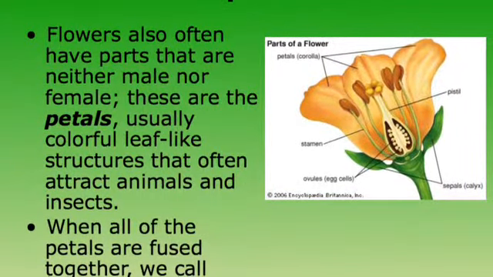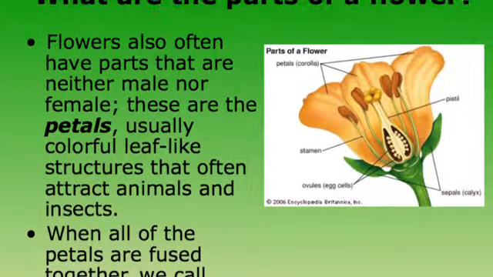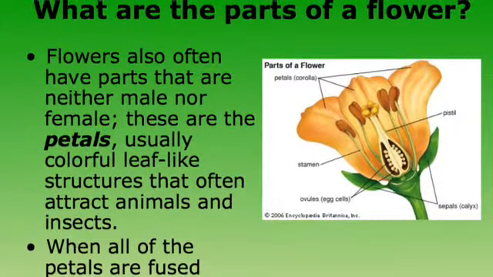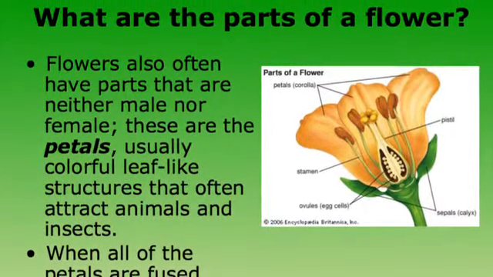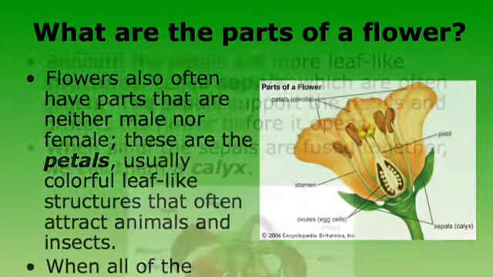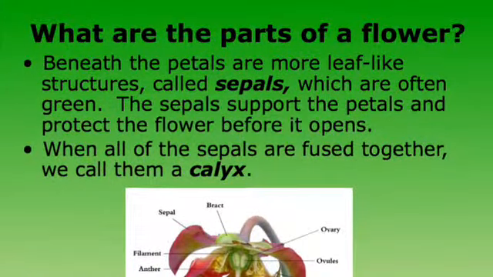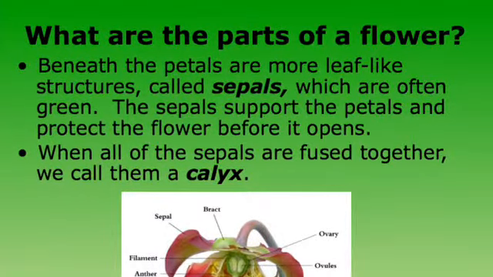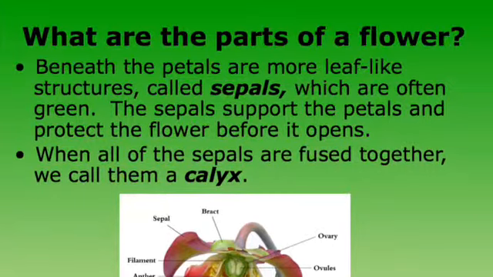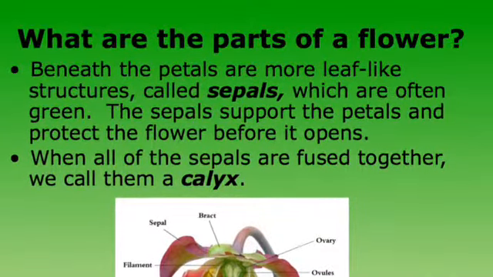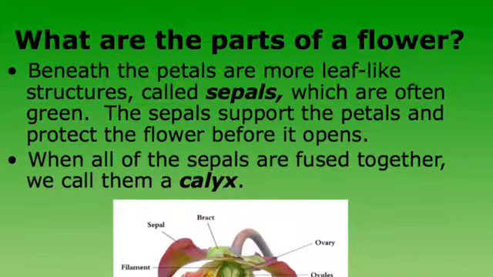Flowers often have parts that are neither male nor female. These are the petals, and they're usually the colorful leaf-like structures whose purpose is to attract animals and insects. When all of the petals are fused together, we call them a corolla. Beneath the petals are more leaf-like structures called sepals, which are often green. The sepals support the petals and protect the flower before it opens. When all of the sepals are fused together, we call it a calyx.